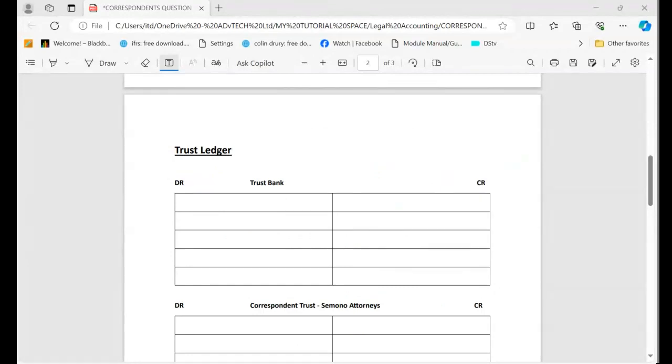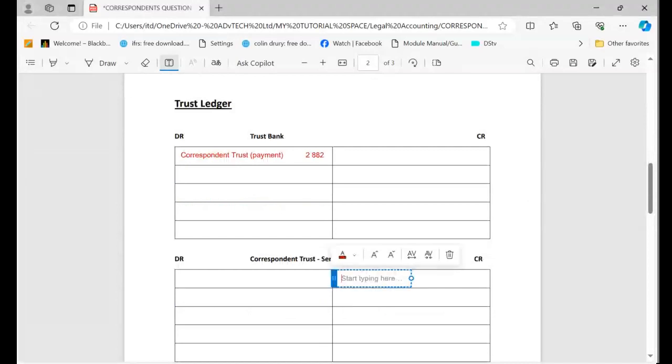So it means we must just come here. I'm going to put it here and just say we've got the trust, the payment that we got. So in other words, we increased our trust bank account on the debit side. At the same time, remember the double entry system? The fact that you said correspondent trust, it means this money belongs to, at the moment, remember, Simona Atenis is our client for now. Now we must just show that this amount belongs to Simona. Can you see now? This is what we need to do.